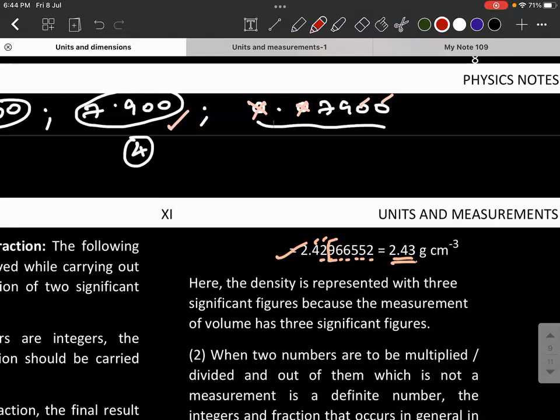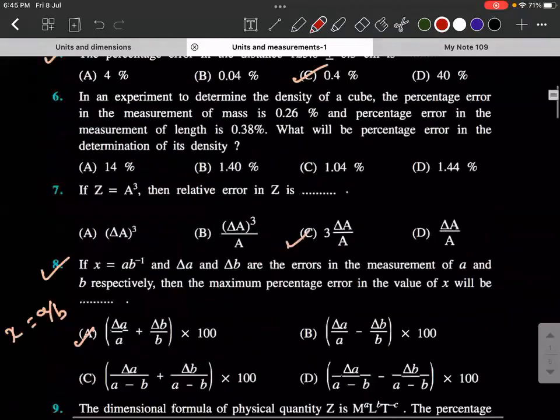It is 2.42566. For example, had it been 2.425665, you want to drop this. The number you want to drop is 5. The preceding number is an even number, so you leave it unchanged. So 2.42 gram per second. Okay.